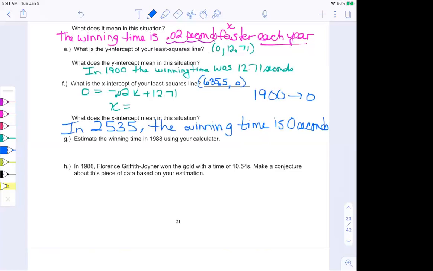All right, so letter G says estimate the winning time in 1988 using your calculator. So again, we said 1900 was 0. So if we have 1988, we would plug in an 88. So we're going to take the equation and we're going to plug in 88.